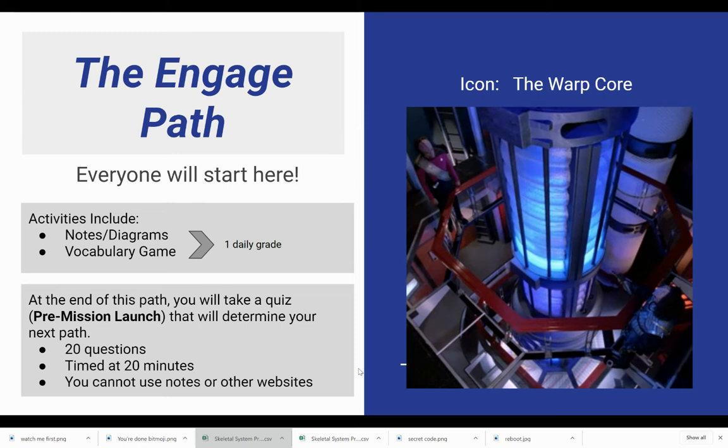And what you're used to doing with notes, filling in diagrams and notes, will be the majority of this path. You'll also have a vocabulary game after the notes to just refresh those vocab words in your brain. Make sure you're understanding them and are familiar with those words. These together will be worth 1 daily grade. So when you start the notes for the skeletal system, you may notice they're only worth 10 points. It's because they're going to add all up together with the vocab game to make 1 daily grade.